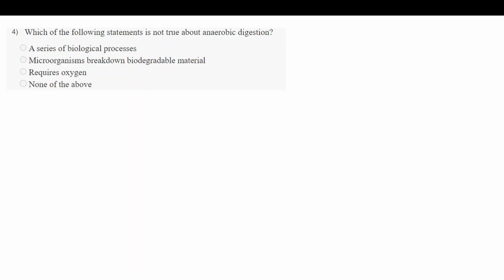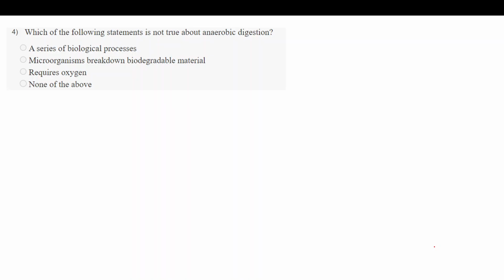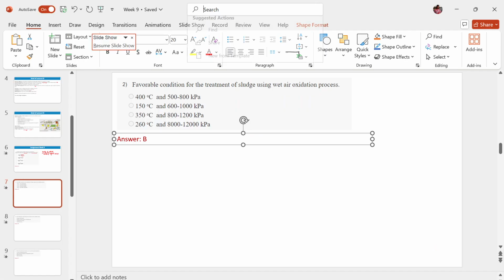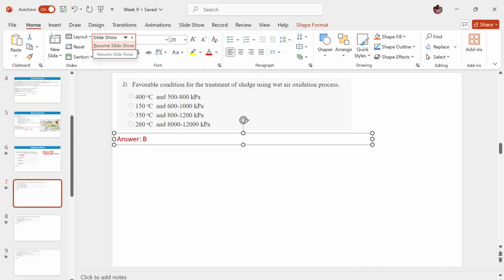Okay, I will tell. Here, so you know that anaerobic digestion is nothing but a biological process because it involves the use of microbes to degrade the organics, right? So the, sorry, yes, I don't know what is happening. Just a second.